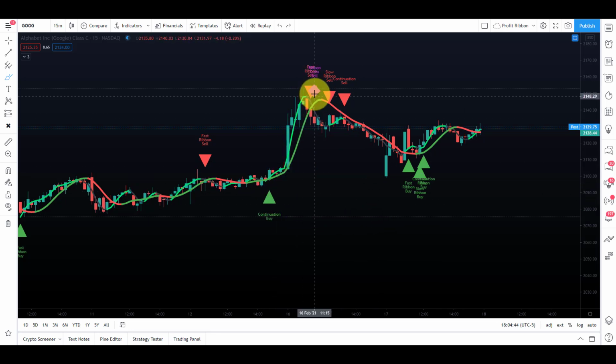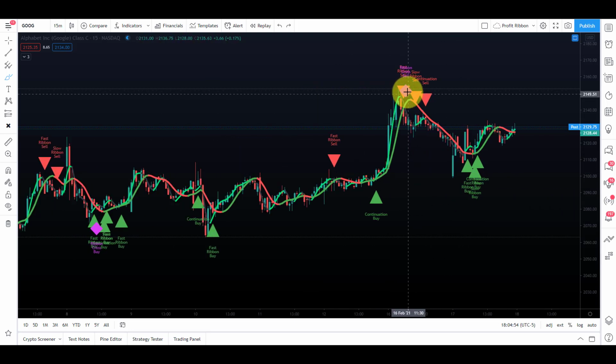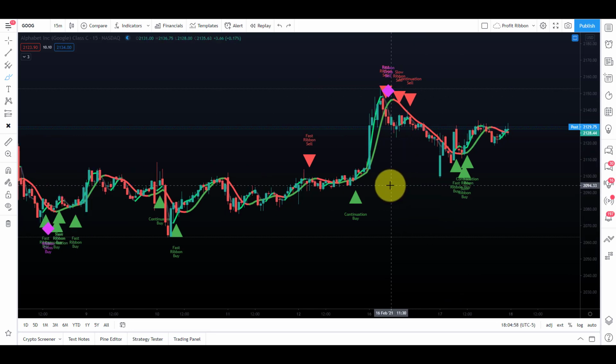And you also have the ribbon cross, when the fast crosses down through the slow or crosses up through it, telling you that it's time for the move to turn. And that's done at the extremes. And again, you can adjust the filter for that through the linear regression setting. All right, in the next video, we're going to discuss the trend bands.